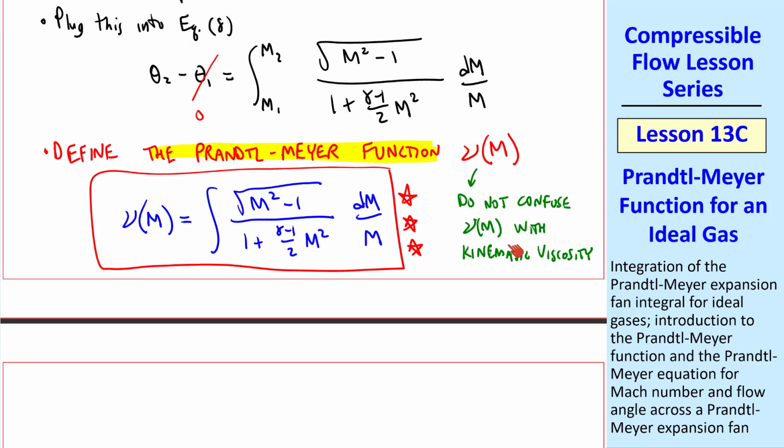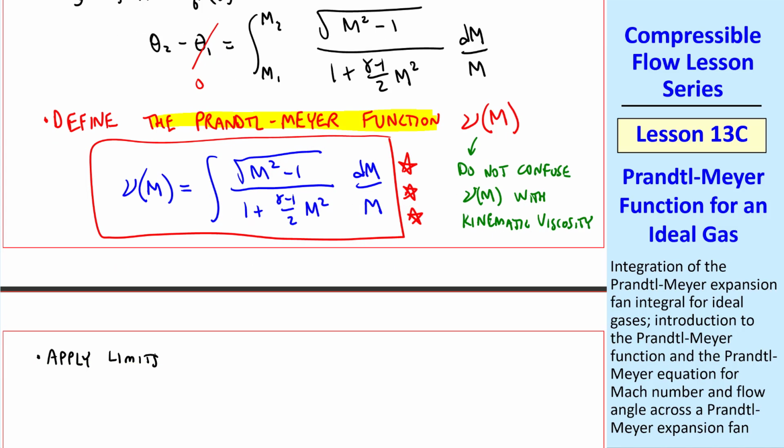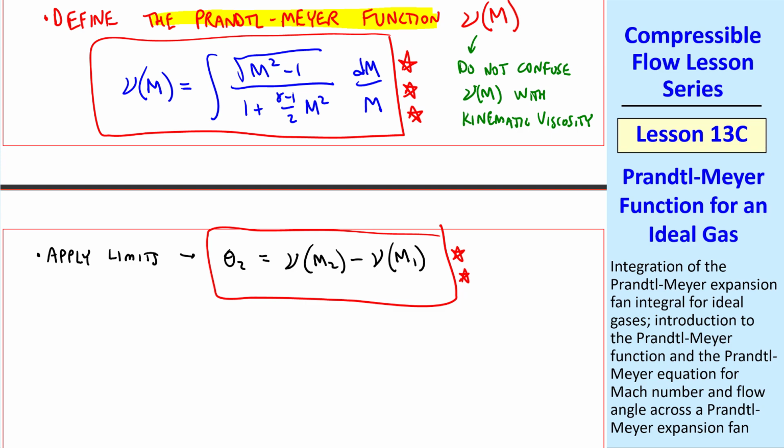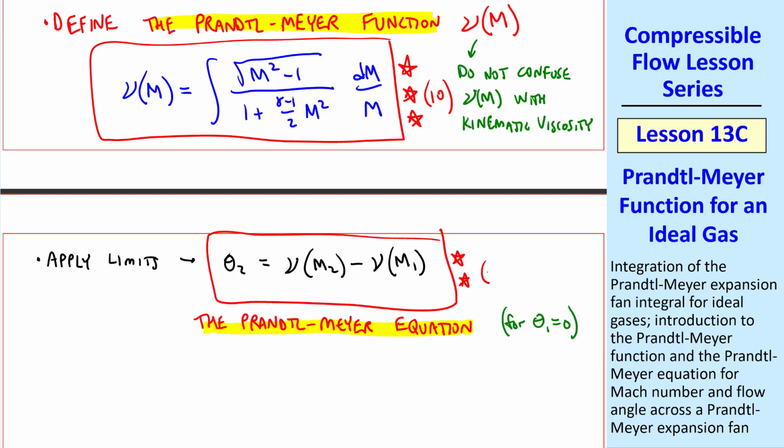This has nothing to do with kinematic viscosity. Now we apply the limits, as in this equation, and we get theta 2 is nu of M2 minus nu of M1. This is another important equation, which we'll simply call the Prandtl-Meyer equation, and we're assuming here that theta 1 is 0. I'll call this equation 10, and this equation 11.